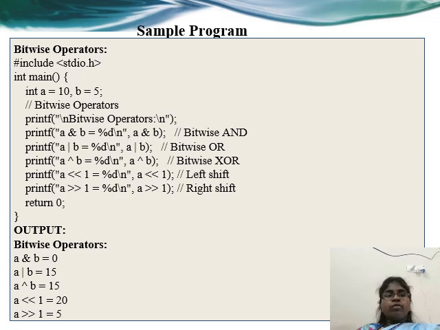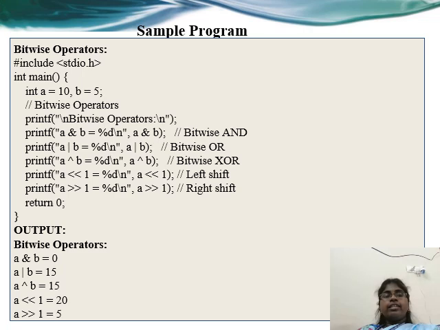Topic: bitwise operators. What are bitwise operators? In C, they perform operations on the binary representation of integers. They work on the individual bits of the operands. What operators are used? Operators like bitwise AND, bitwise OR, bitwise XOR, right shift, and left shift. We are discussing the given simple program.